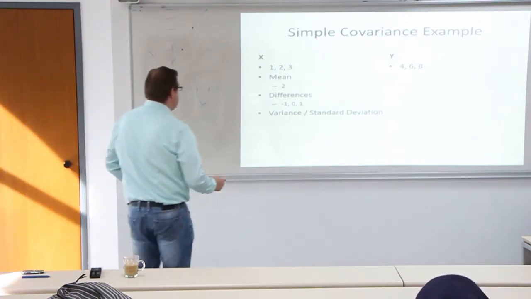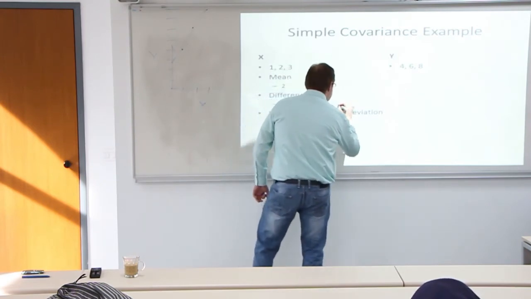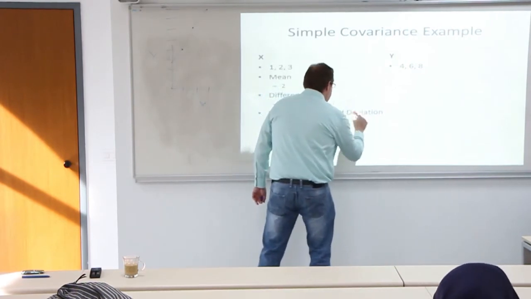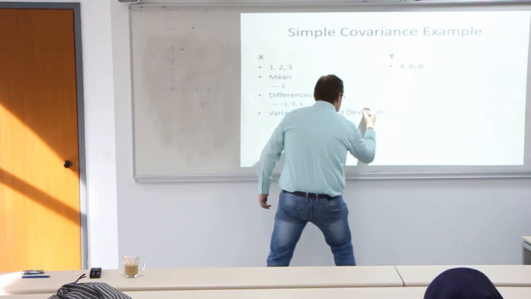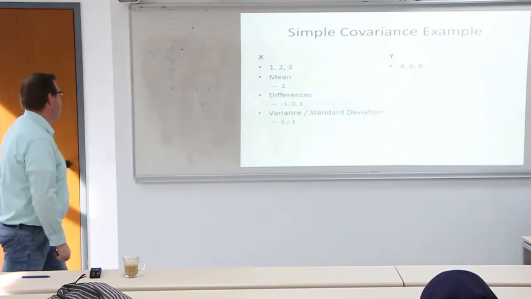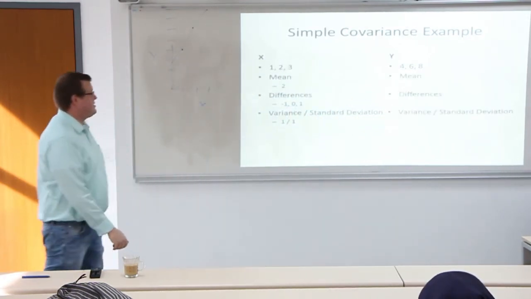Sum of squares. So the squares are 1, 0, 1. This equals 2. That's the sum of squares. Divide by n minus 1. 2 divided by 1 is 1. What's the standard deviation? 1. Perfect.